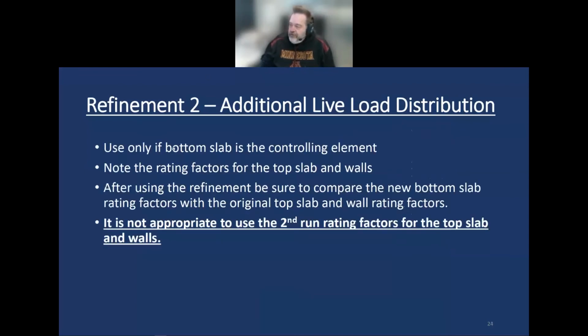So refinement 2, use only if the bottom slab is the controlling element. Note the rating factors for the top slab and walls from the first analysis, and make sure you compare those original ones to the new controlling rating factors for the bottom slab. And I just want to reiterate, it is not appropriate to use the second run rating factors for the top slab and walls because those have seen the reduced live load that isn't appropriate for them.